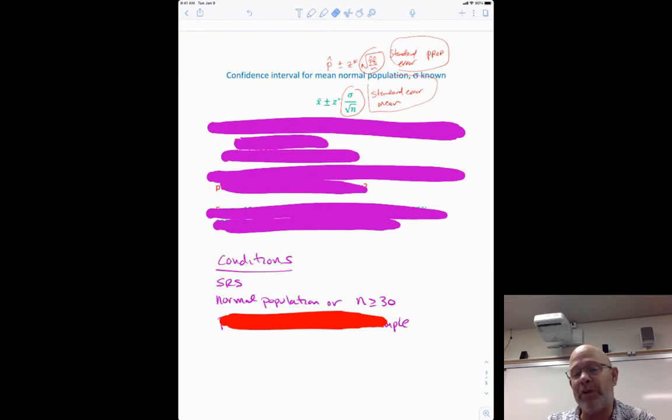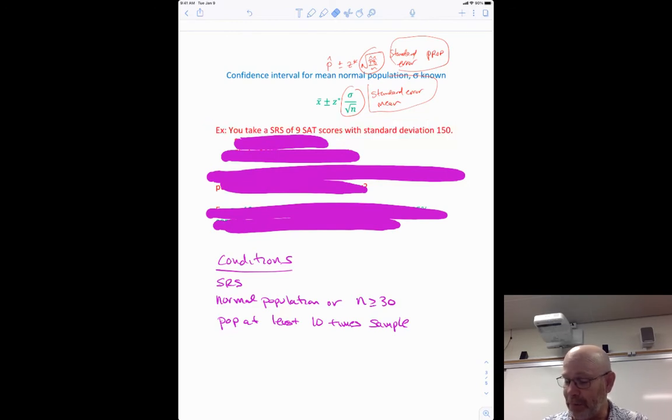However, if you start with a normal population, this doesn't matter. So either you have to have a normal population or your sample size needs to be big enough. For the proportion, we don't have the condition for a normal population because there's no such thing as a normal population where there's only two outcomes. But for the average, it could be normal. And then the third condition is just like it's been for everything else. The population is at least 10 times the sample size. Okay. So let me just show you an example. Here's an example.